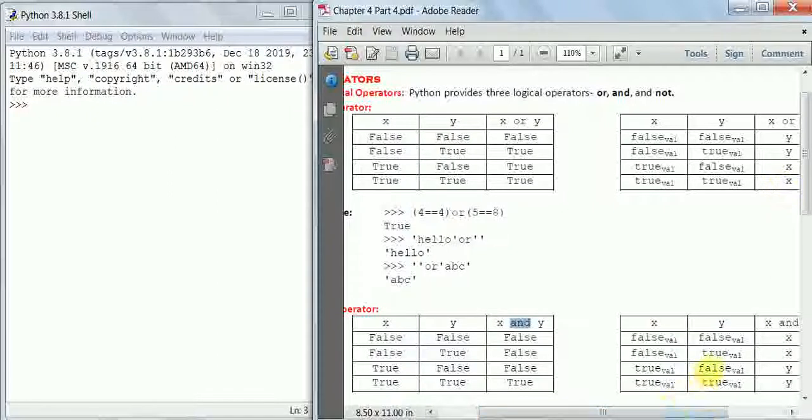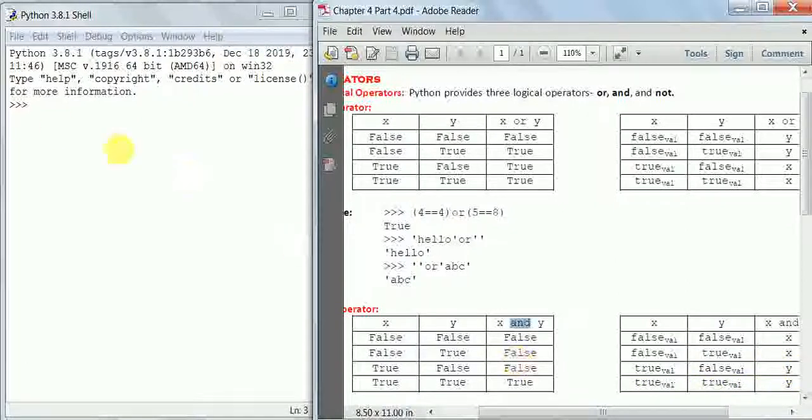And in this AND operator, if both the values are false, then the output is the first one. If the second value is true, then the output is the first value, meaning the first false value, and if the false value is the second value, then the output is the second value. And at last, as you can see, if both the values are true, then the output is the second value.